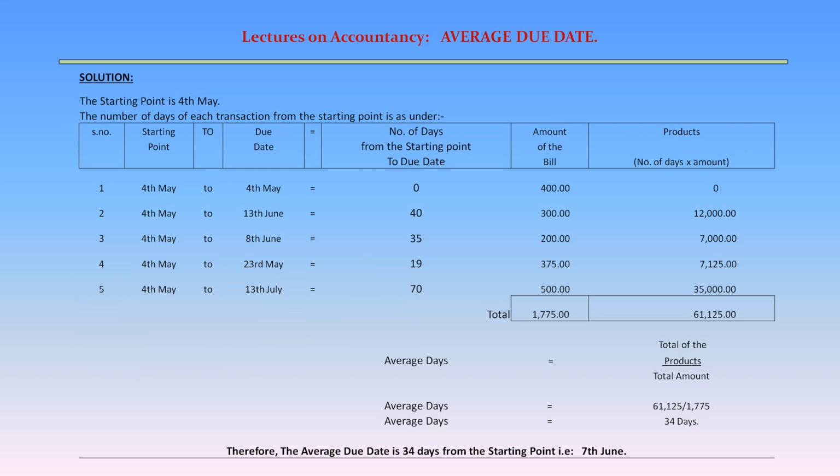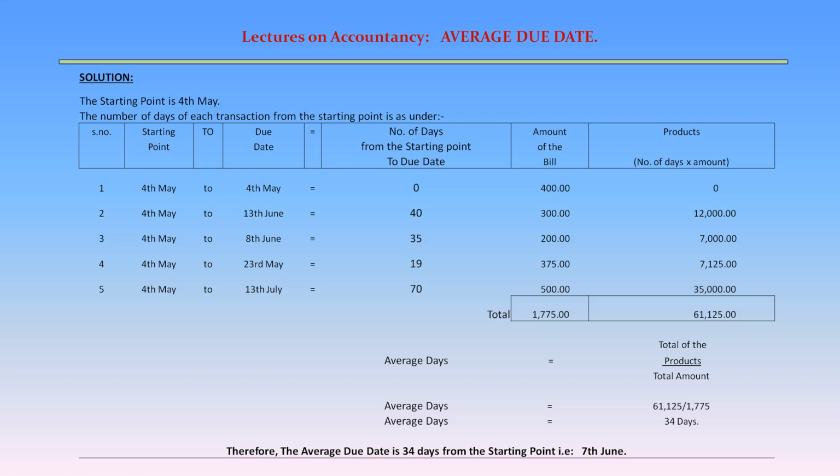Solution. The starting point is 4th May. The number of days of each transaction from the starting point is as under. We have to prepare a statement as under: serial number, starting point to due date, number of days from the starting point to due date, amount of the bill, products (number of days into amount).